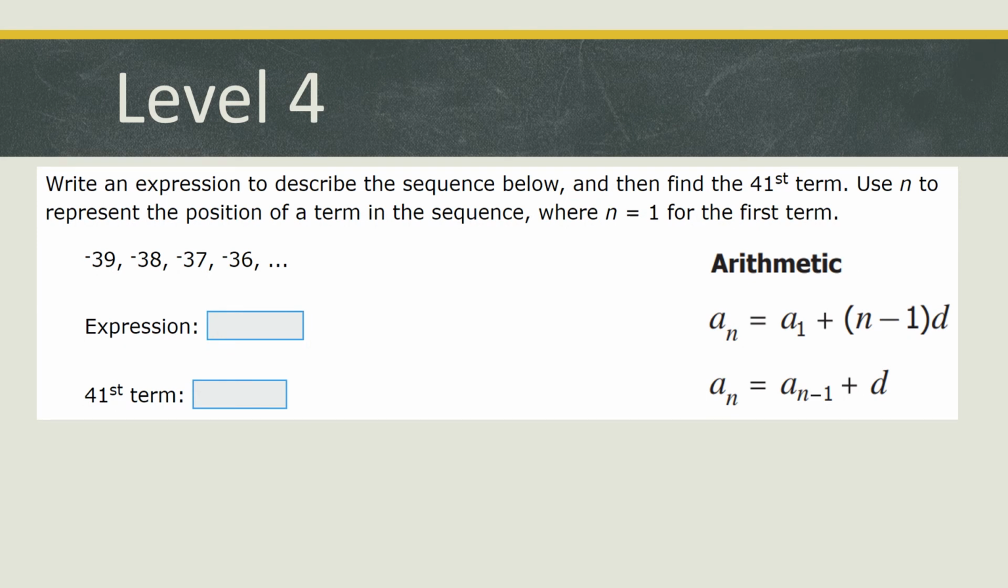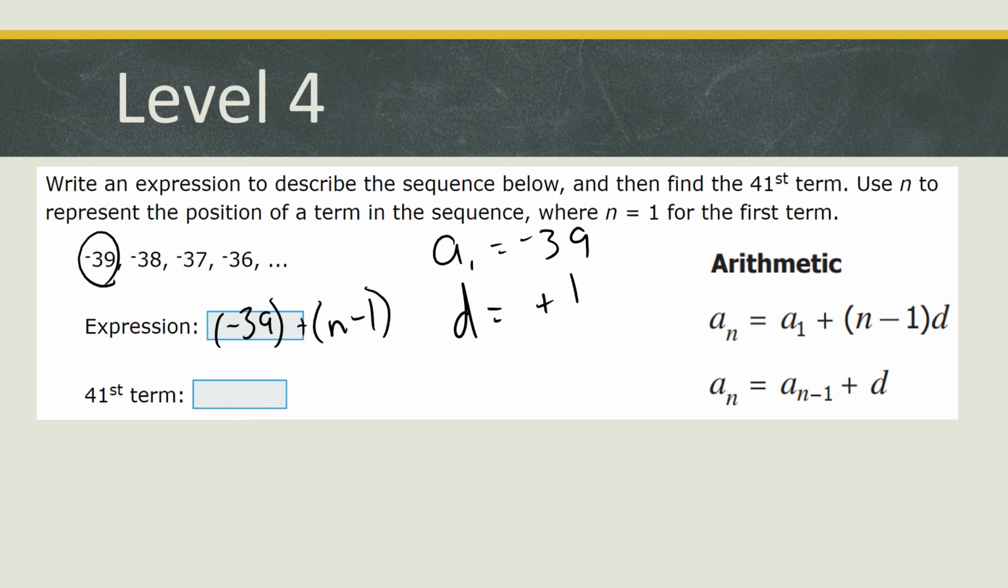Level 4. Level 4, it kind of tops out here. We have an expression, 41st term. Okay, 41st term, I wouldn't want to try to count my way there. But the first term we can see is negative 39. The other thing I need is a D, the common difference, and the D is, well, it's actually adding 1 each time. Okay, notice that since it starts negative and it's getting less negative, it's adding 1 and not subtracting 1.